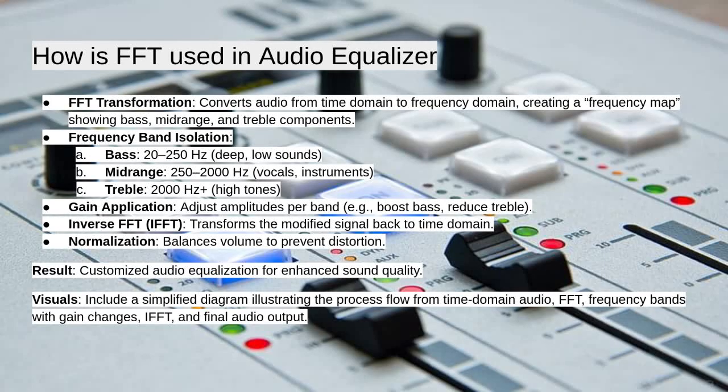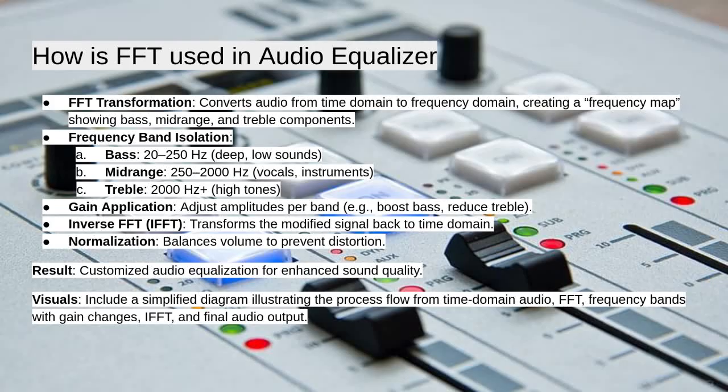So let's explore how FFT, or fast Fourier transform, works as an audio equalizer. In essence, FFT lets us break down an audio signal to understand and control its frequency content, which is crucial for effective audio equalization. We start with an audio file which exists in the time domain. This means it's simply a record of how loud the sound is at each moment. However, to adjust specific sound qualities like bass, mid-range, or treble, we need to understand the audio in terms of frequency. FFT helps us make this transformation.